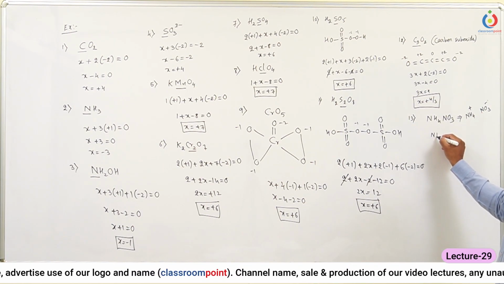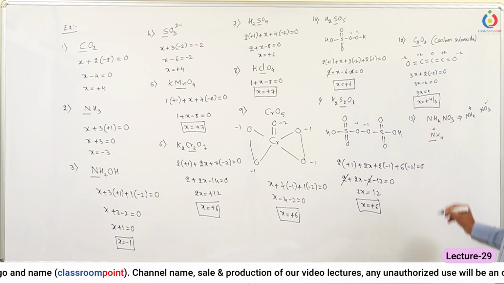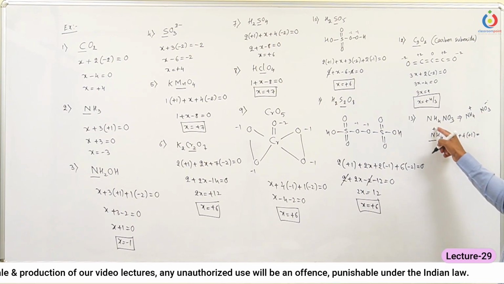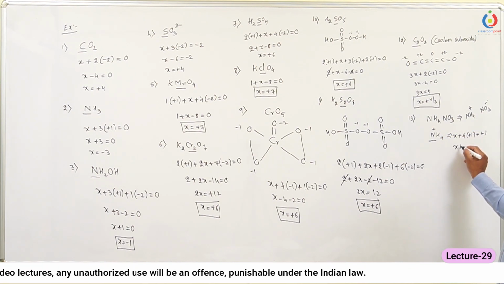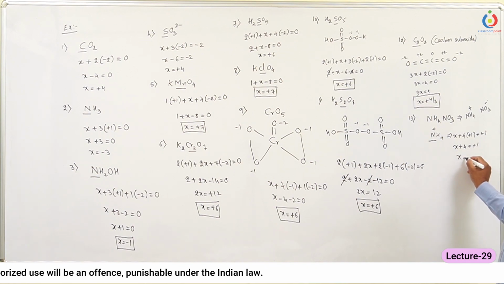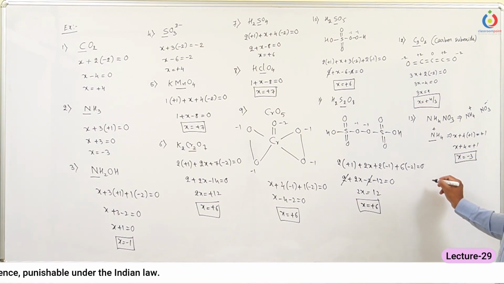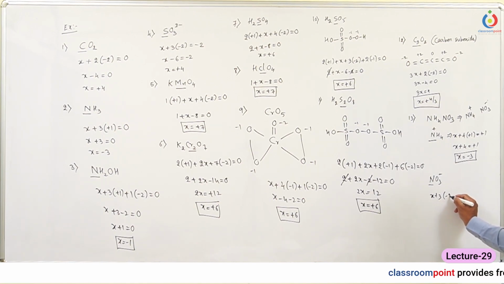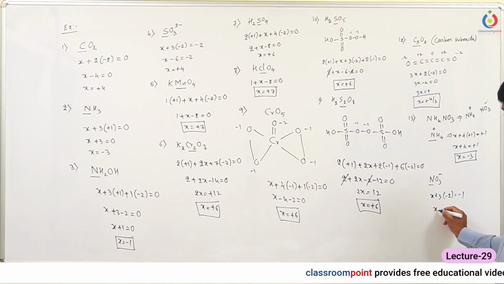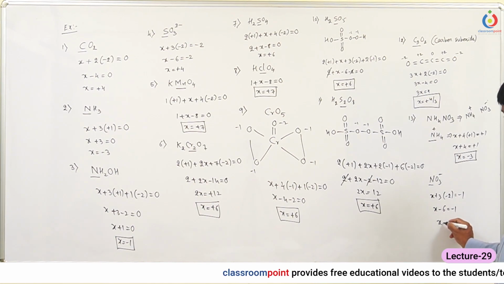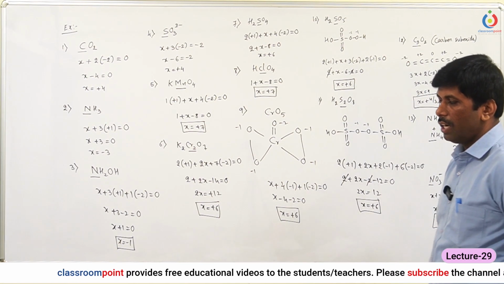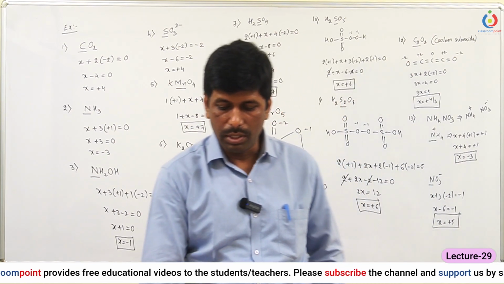So for the ammonium ion we have to calculate the oxidation state of nitrogen separately. That is x plus 4 hydrogens, plus 1, equals plus 1. So x plus 4 equals plus 1, x equals minus 3. Whereas for the NO3 minus nitrate ion, nitrogen here is x plus 3 oxygens, each minus 2, equals minus 1. x minus 6 equals minus 1, x equals plus 5 oxidation state. So in ammonium nitrate, nitrogen exhibits the minus 3 and plus 5 oxidation states.